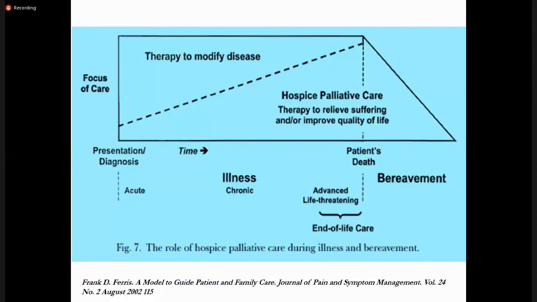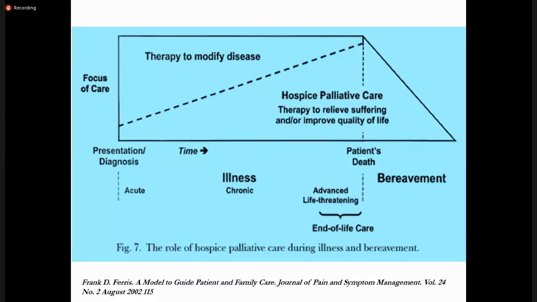Initially the presentation or the symptoms appear, and then we diagnose a certain condition. So this is basically the acute phase of the illness. Then as time progresses, there is chronicity in the illness, so it becomes chronic, and then with time it becomes advanced and then life threatening, and then comes the end of life care, and then ultimately the patient's death.